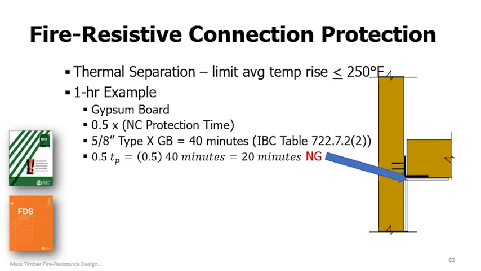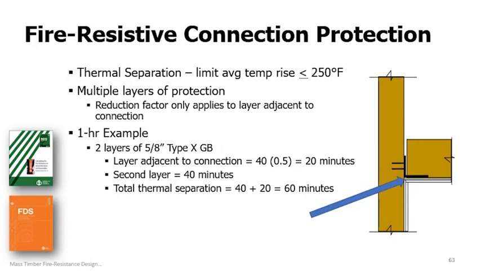Whenever multiple layers of protection are used, the FDS states that the 0.85 or 0.5 factor for determining thermal separation is only applicable to the layer that is directly adjacent to the connection itself. This is true regardless of whether this thermal separation is being provided by wood protection or by gypsum or by a combination of both of these.